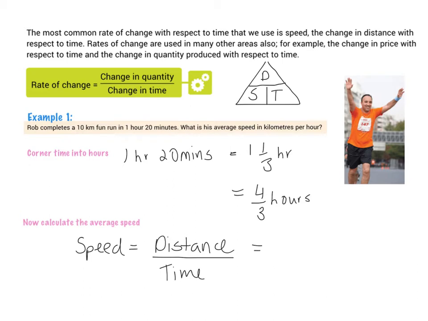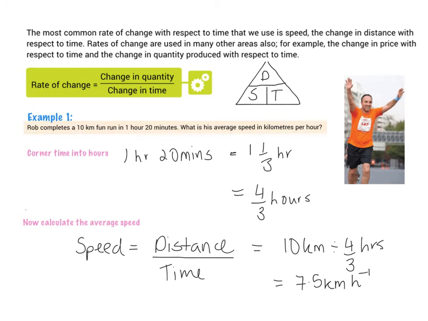So let's put that into practice. We're saying 10 kilometers because he ran 10 kilometers in 1 hour and 20 minutes, so divided by 4/3 hours gives him 7.5 kilometers per hour. And it's just as simple as that.